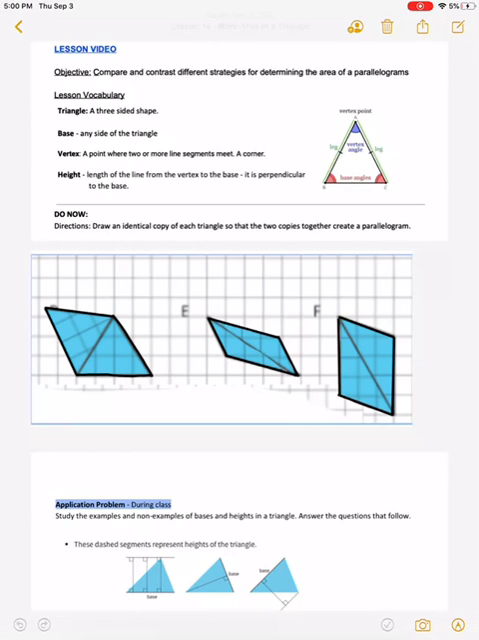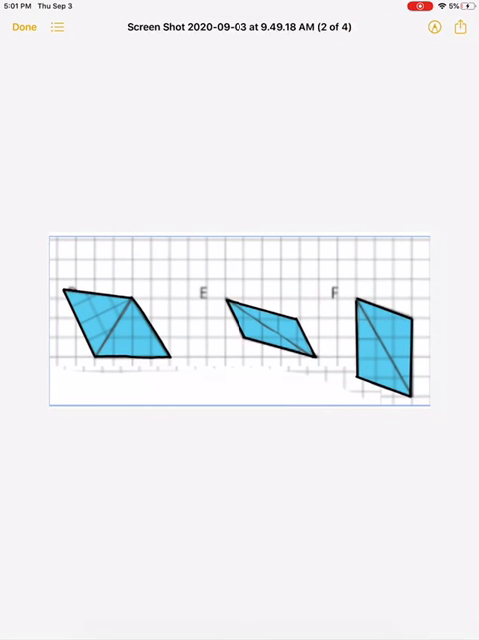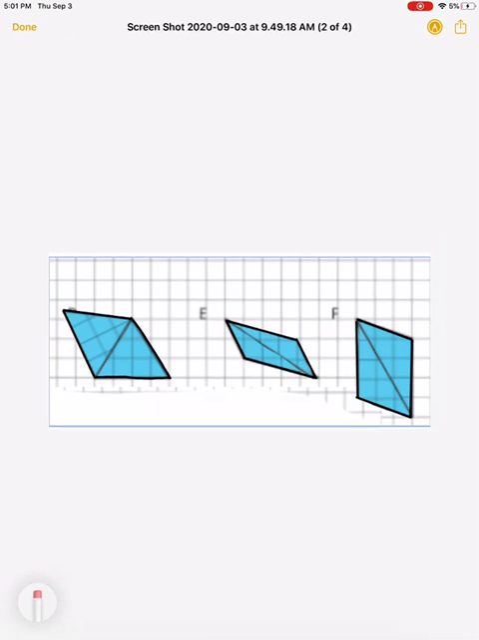So here we had to draw an identical copy of each triangle to make a parallelogram. We can create a parallelogram from any triangle using the same base and height. So here's the base, and the height. If we just repeat that, the base and the height, then we can get a parallelogram out of each triangle that we see here.